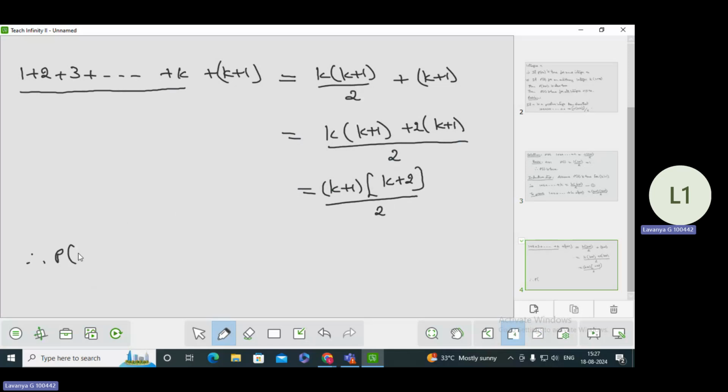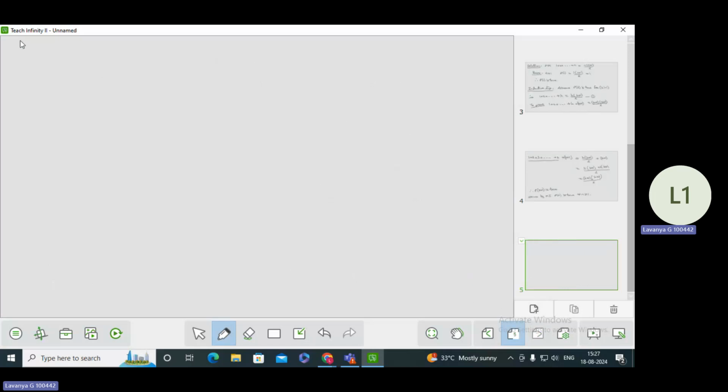Therefore, my p of k plus 1 is true. And this is what I need to establish. Hence, by mathematical induction, I represent it as capital MI, P of n is true for every n greater than or equal to 1. This is what we need to show. Let us now go on to the second example.